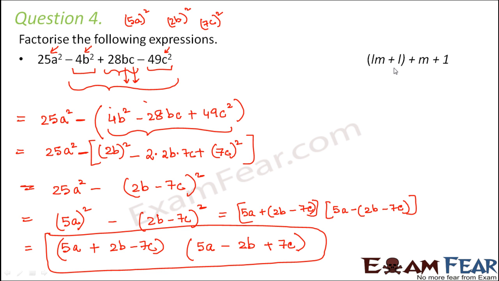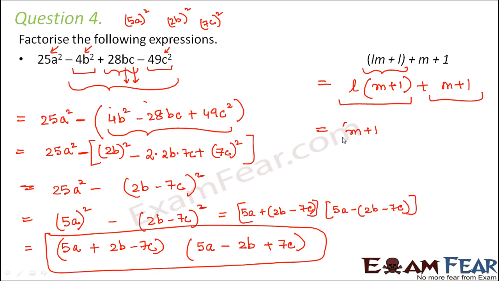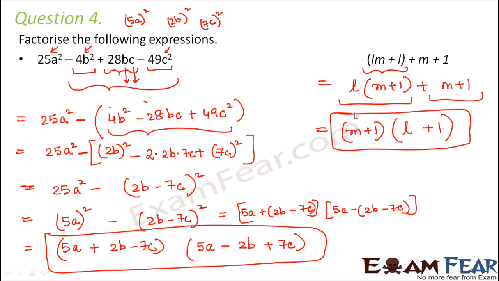Okay, now let's move on to the next expression, lm plus l plus m plus 1. So here if you look at the first two terms, you see L is a common factor. So let's take L out. So this becomes L into m plus 1 plus m plus 1. Now let's compare this term and this term. What do you have in common? M plus 1 is common. So if you take out m plus 1, in the first term you are left with L, in the second term you are left with 1 because m plus 1 into 1 is m plus 1. So what is this? This is the factor form.